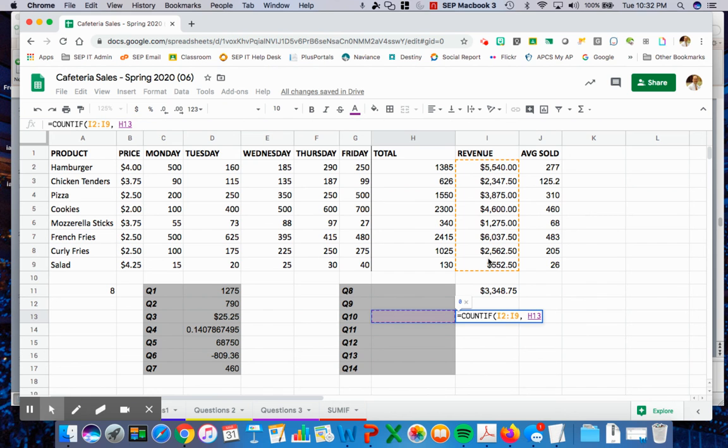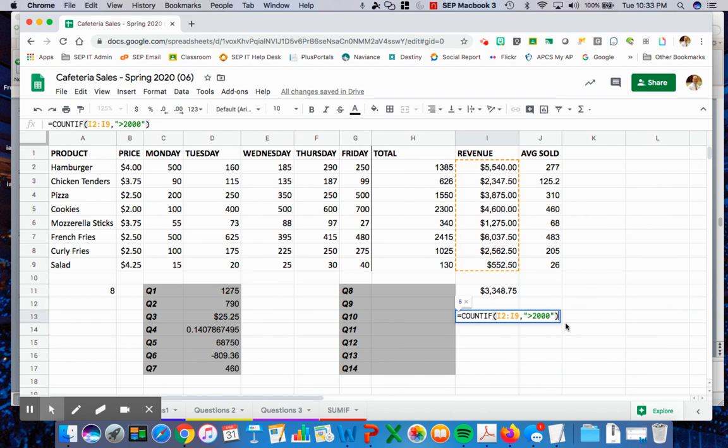So if I'm going to do that, open quote, greater than 2,000, close quote, close parentheses. Anytime you open a quote, you need to make sure you close a quote. Anytime you open a parentheses, you need to make sure you close a parentheses. They always come in pairs. So there's your formula: equals COUNTIF I2 to I9, comma, greater than 2,000. Please look at this range of cells and only count values in there that are greater than 2,000. I think we identified this before: 1, 2, 3, 4, 5, 6. We should get an answer of 6. And we do.